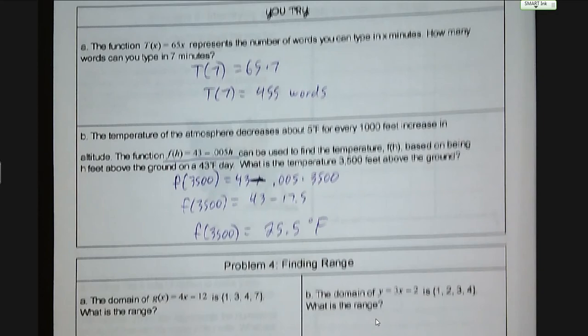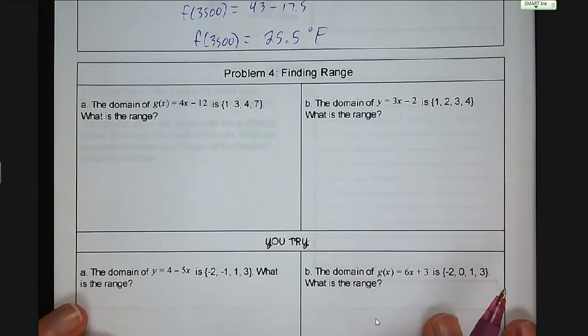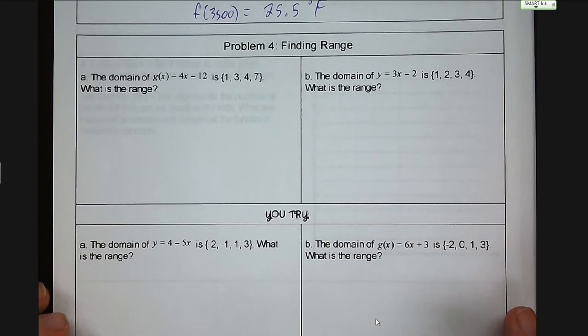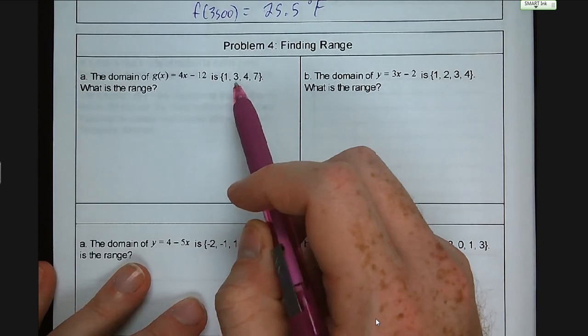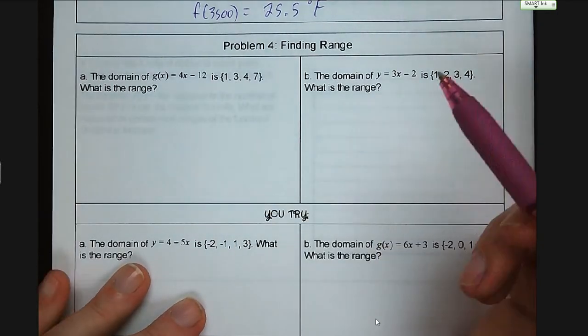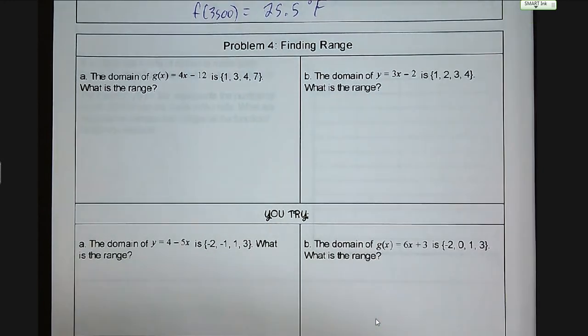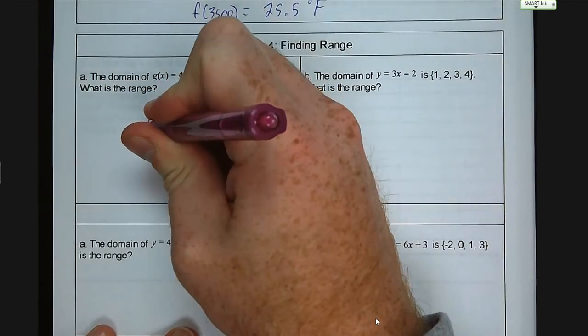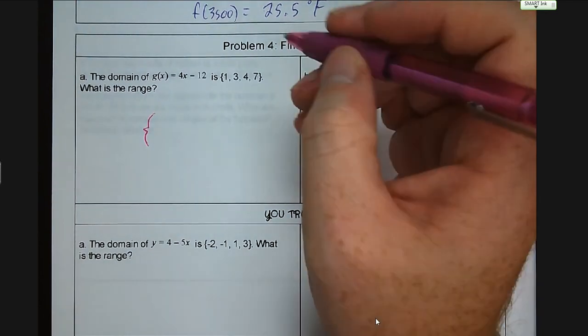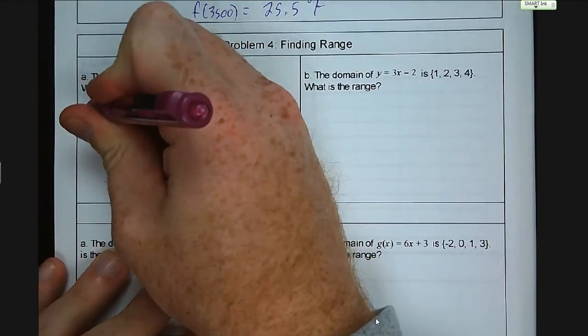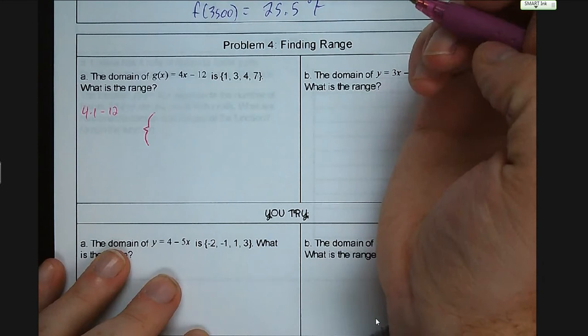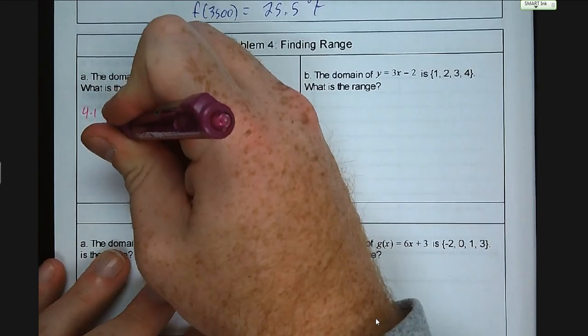All right, so problem number 4 is finding the range. We're given that the domain of g of x is equal to 4x minus 12 is 1, 3, 4, and 7, and I want to know what is the range. So if you'll remember, the range was our output or our y value when we plugged in those numbers for our x value. So we use these little brackets to say these are our range. And I'm going to plug in 1 for x, so 4 times 1 minus 12. 4 times 1 is 4, minus 12 is negative 8. So my first point is negative 8.